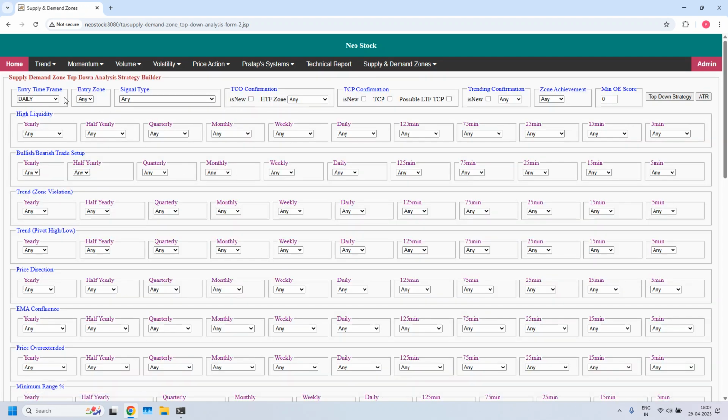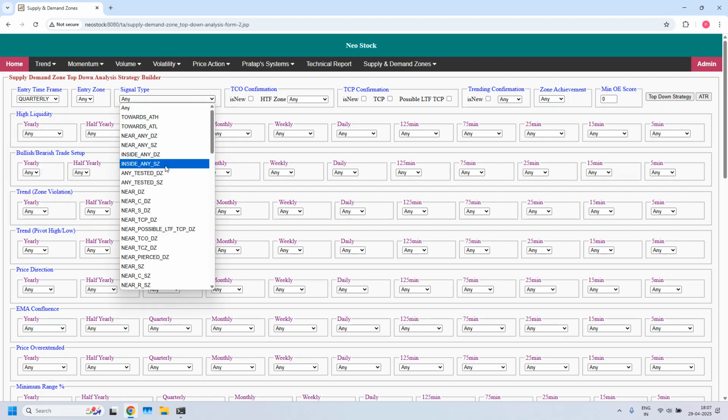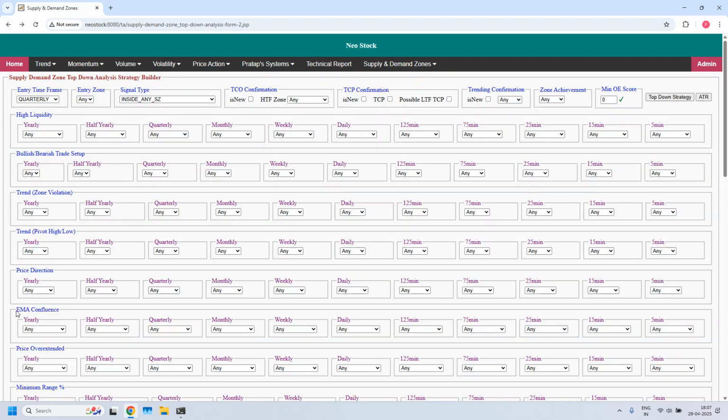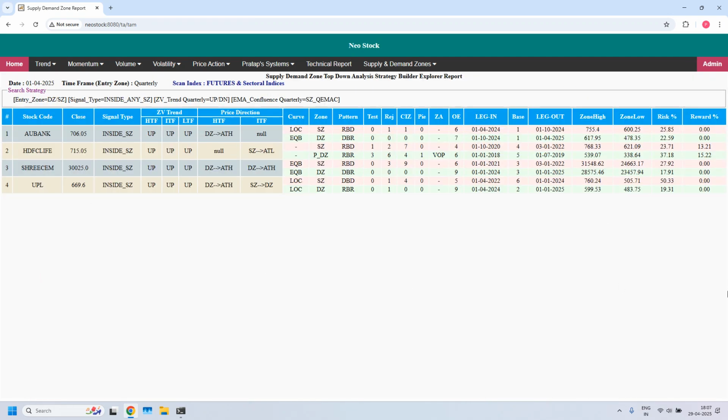Next, quarterly time frame. Price closed inside the quarterly supply zone. We got 14 stocks. So let's verify how many quarterly supply zones are having quarterly EMA confluence. Four stocks are filtered.